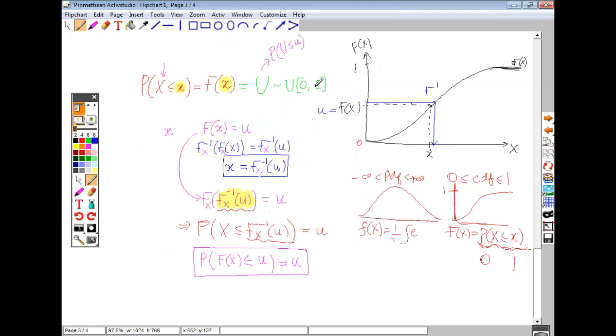So again, the very fact that this CDF follows uniform distribution with 0, 1 is actually, there's a name in statistics for these kinds of transformation, and it is known as the probability integral transformation. So let me maybe just write it here.